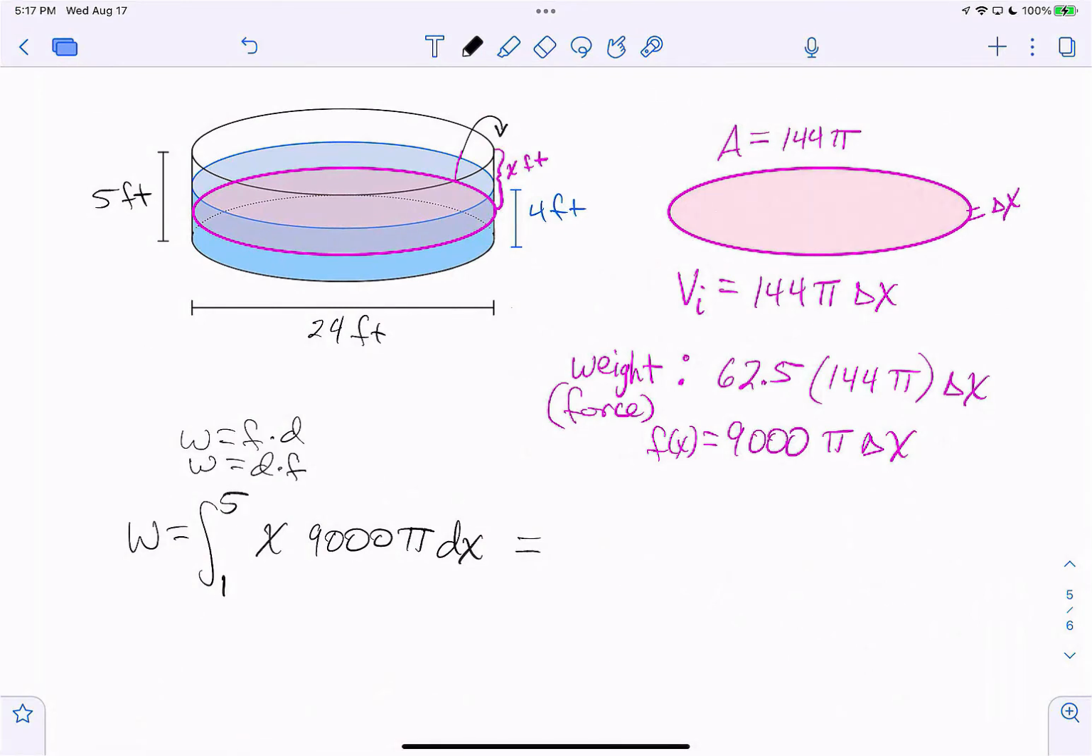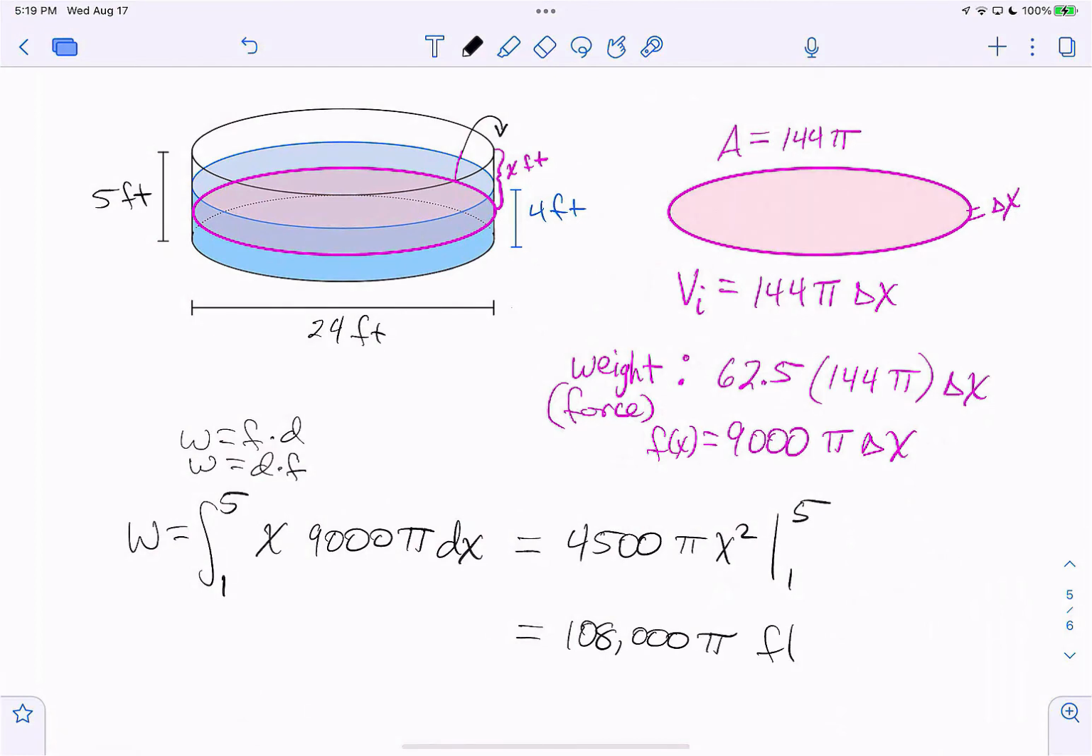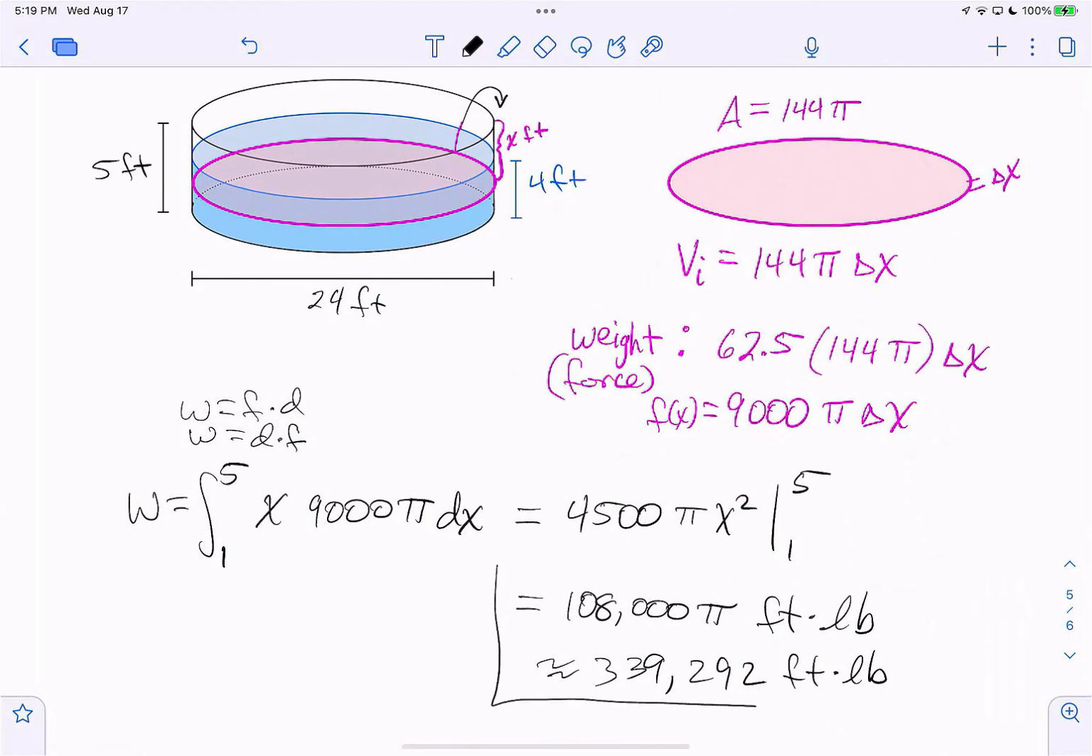As we've seen, the actual calculus here is pretty straightforward. 4,500 pi x squared for x going from 1 to 5. And this result is 108,000 times pi foot-pounds, or approximately 339,292 foot-pounds, whichever makes more sense to you to report.